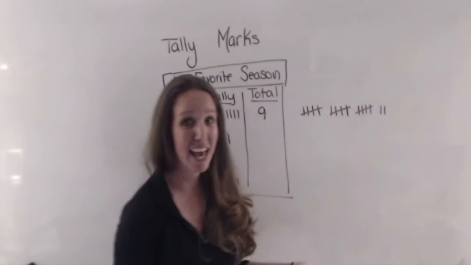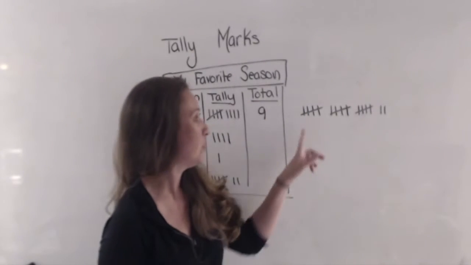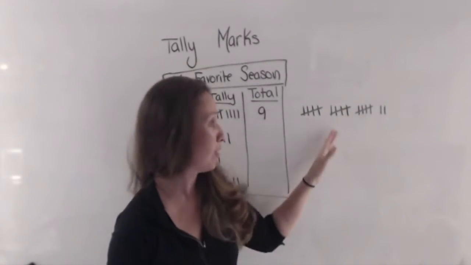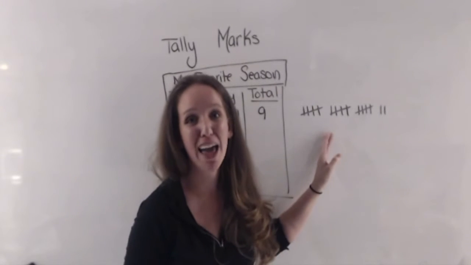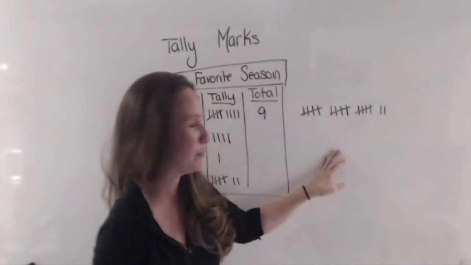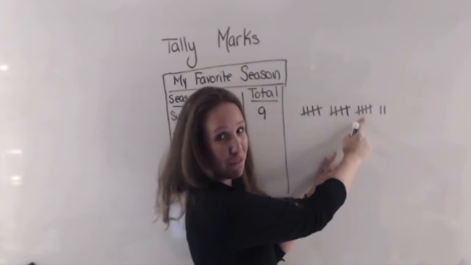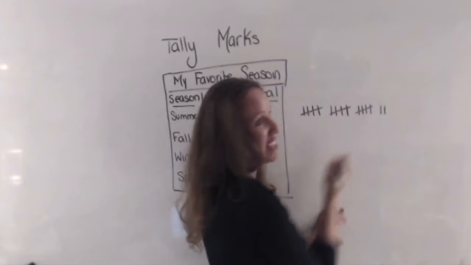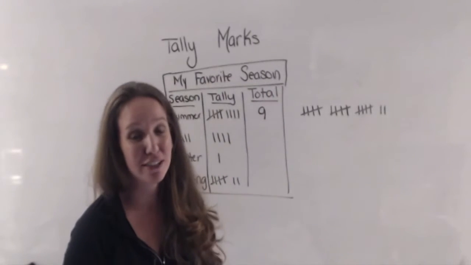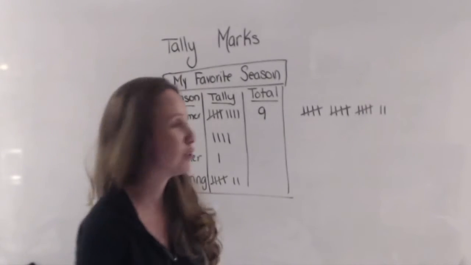So if we wanted to count how many people voted for something like this, we count by 5s first and add the other 2. So let's go 5, 10, 15, 16, 17. Okay, so we're counting by 5s and then adding the leftovers.